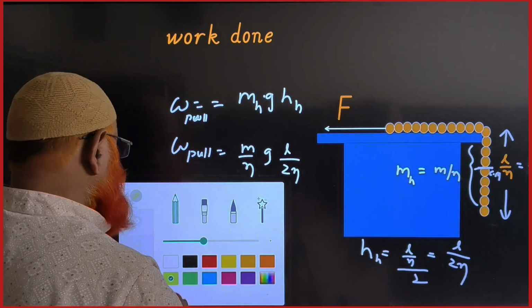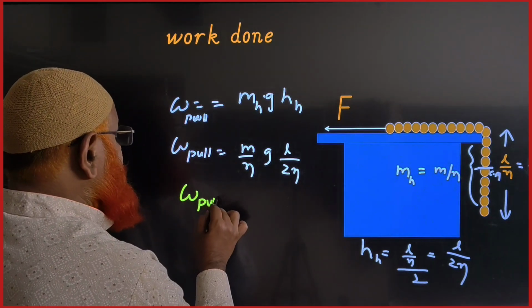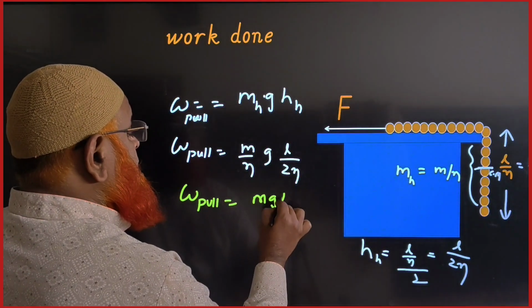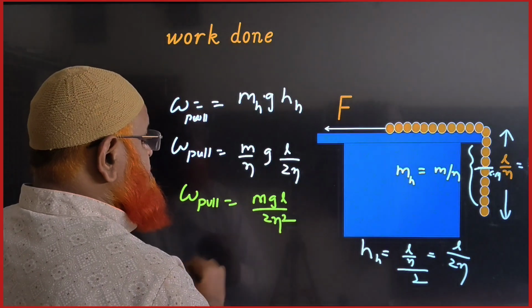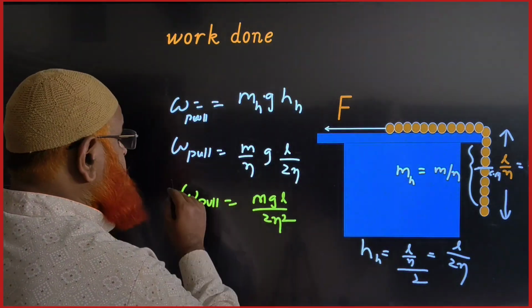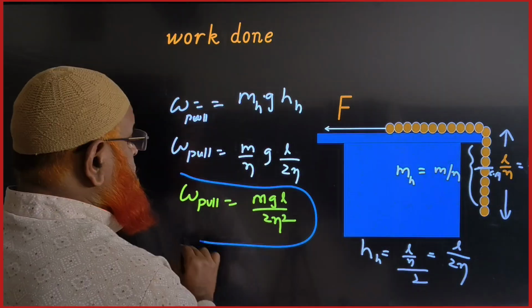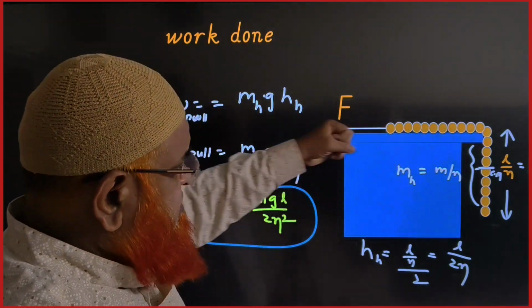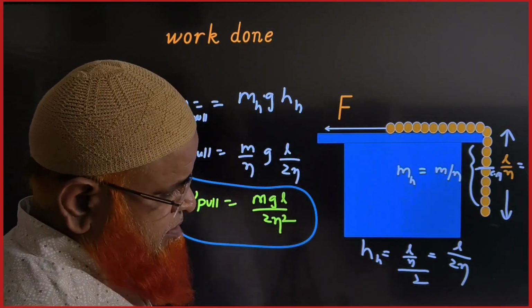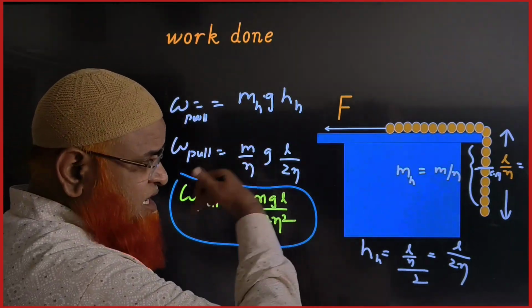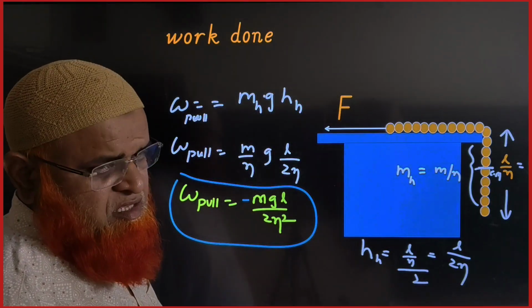So therefore, we write work done to pull the chain is taken as mgl by 2n square. So ये हो गया आपका formula. Work done to pull the chain completely on the surface is mgl by 2n square. And you can take minus because you are pulling the body against a gravitational force. Minus भी ले सकते हैं इसको.